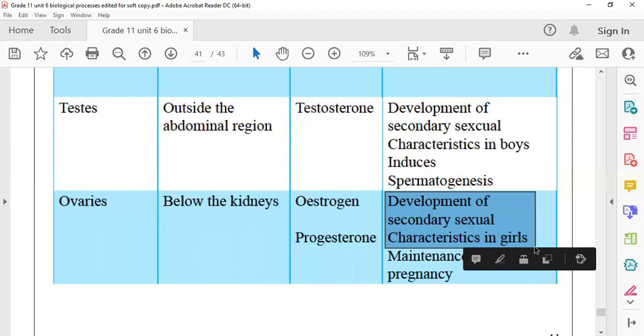Remember, if you can inject testosterone to a girl, you can make her develop male secondary sexual characters. By injecting estrogen to a boy, you can develop female secondary sexual characters in him. Possible. Women performing bodybuilding, normally female muscles are not supporting, they are not becoming.